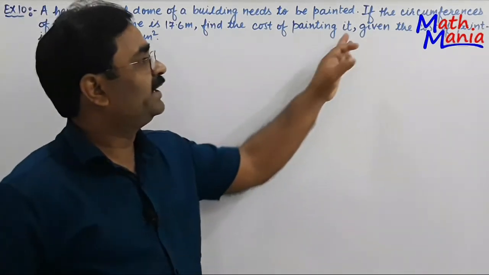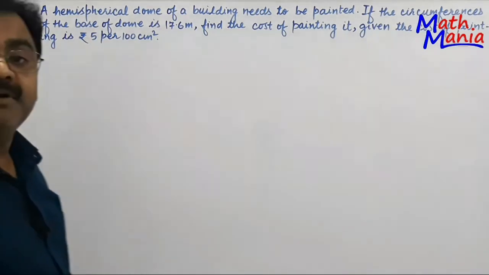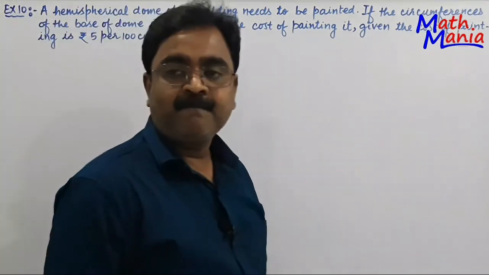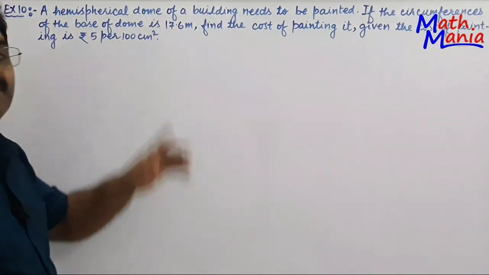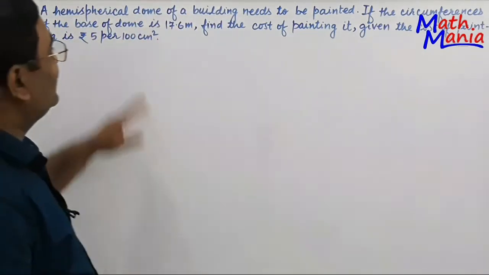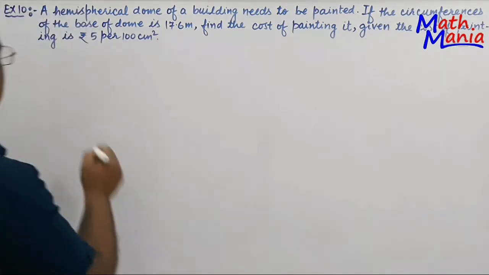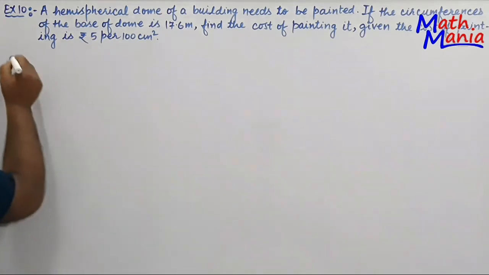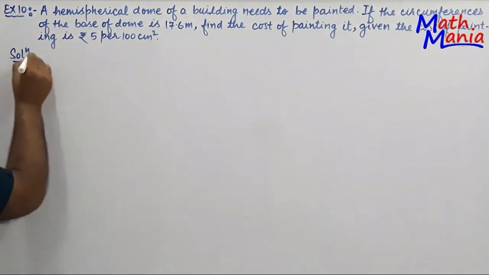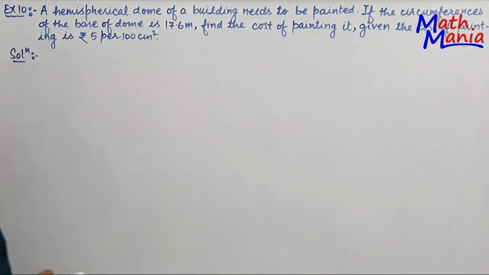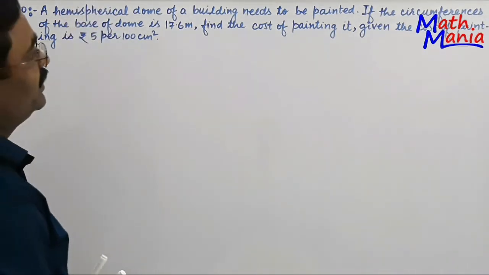Find the cost of painting it, given that the cost of painting is rupees 5 per 100 centimeter square. As the circumference of the base of the dome is given, so in the solution of this question, what is given? The circumference of the base of this dome.